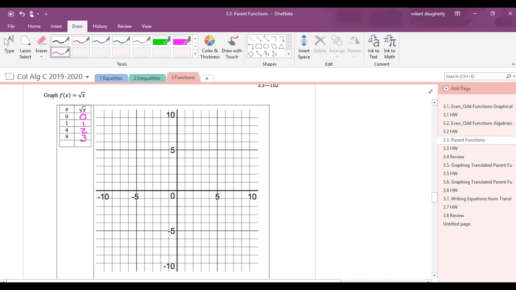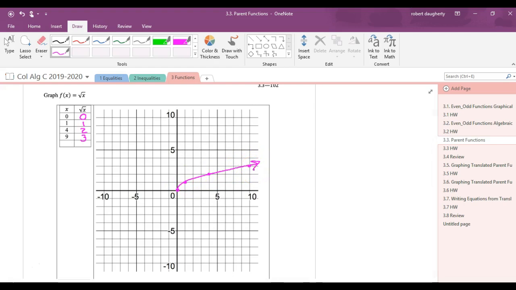So 0, 0. 1, 1. What is it? 4, 2. And 6, 7, 8, 9, 3, which is right there. And then I connect these dots. So that's what this graph does. So this is our Superman.